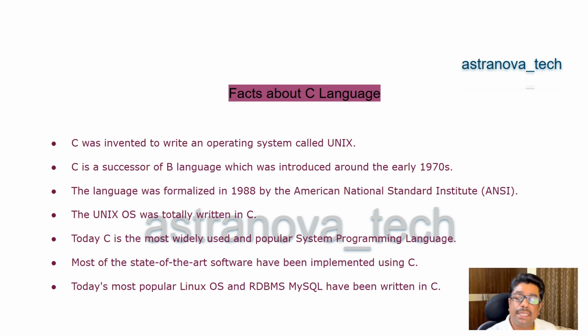This C language is very close to the system's memory registers and memory locations. It can point to a particular memory location, and it can utilize bitwise operations. All because of this, it is a popular system programming language. Today C is the most widely used system programming language. Most of the state-of-the-art software has been implemented using C.